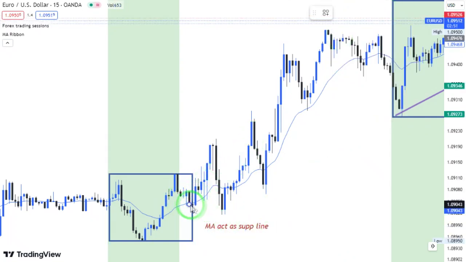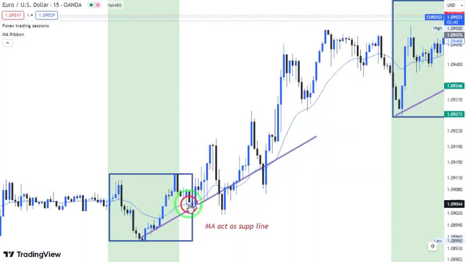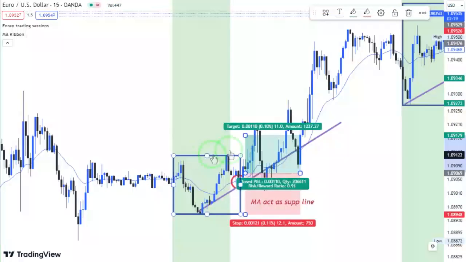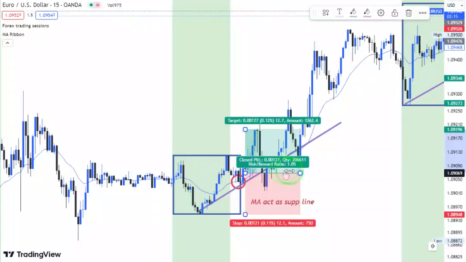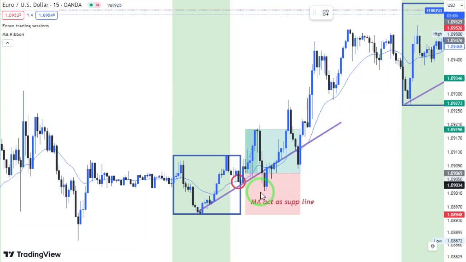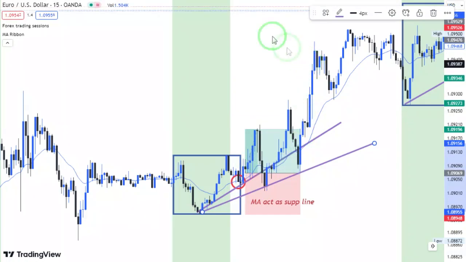And here the moving average acts as a support line. And we see here an uptrend, so I try to enter by trading. Leg 1 equals leg 2, so we go long. Risk to reward ratio is almost 1. Here when this line was broken, we draw a new support line and consider that line.